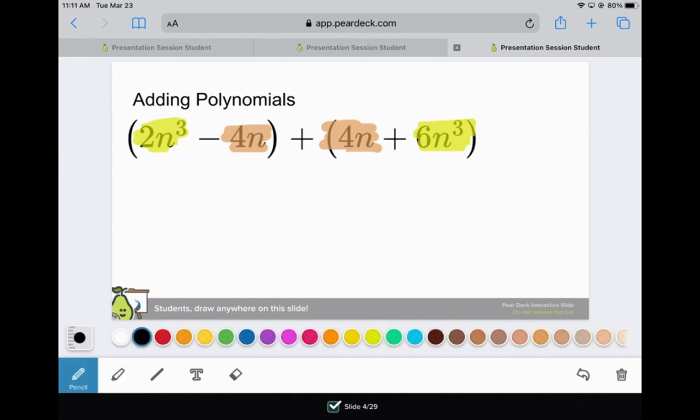So the one that you have to do, you add them. That's the operation that you have to do. So you're going to read this. This is the one you can do. You can say 2n to the third plus 6n to the third.